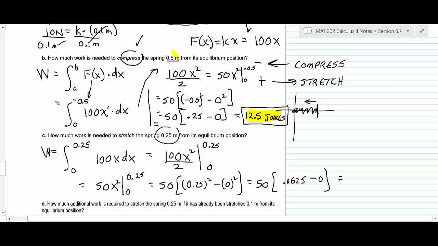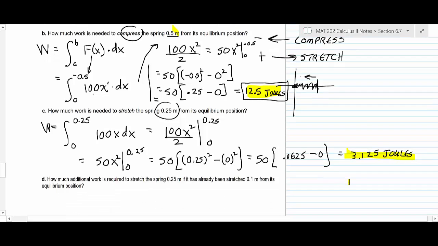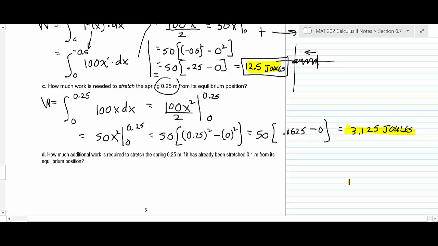If you do that on your calculator, you can check me on this. I think 3.125 joules is what you should have there as an answer. So that's what you're going to do if you end up stretching the spring. All right, and let's finish up by setting up the last one.